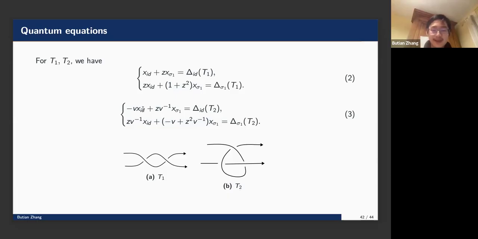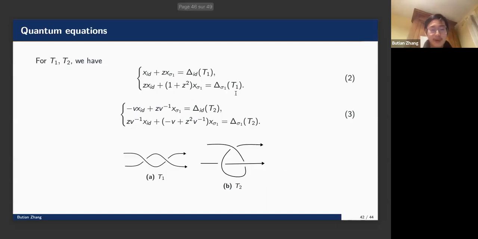So for this X ID and X sigma, there is some information about the regular isotopies connecting D to D prime. These are something we usually do not know. But delta ID T1, delta sigma 1 T1, these are something we can calculate using the one cocycle. These are something we can get. In this way, we will get some information about the regular isotopies connecting two knot diagrams.